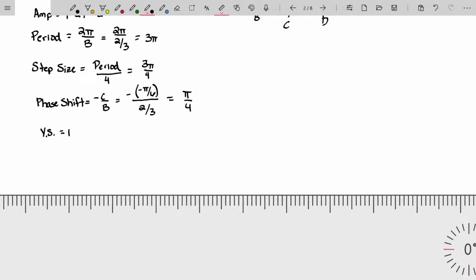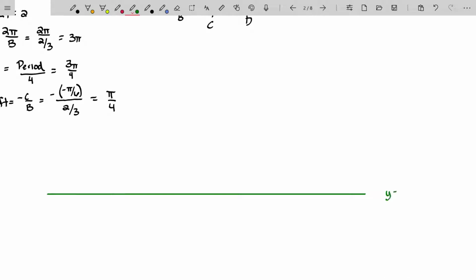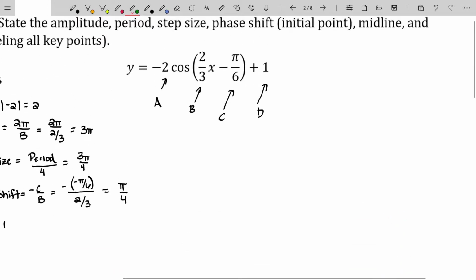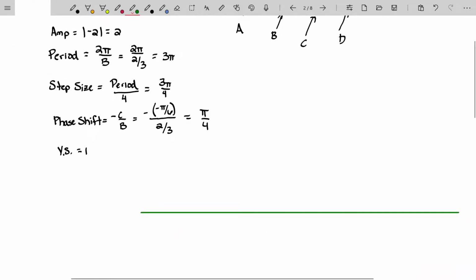And I'll graph the midline. I usually just use a green line for it. The midline is where the middle of your curve has been shifted to. It's your vertical shift, essentially. So our midline here is at a height of 1. We've lifted this graph up 1 unit. That's what the midline is.